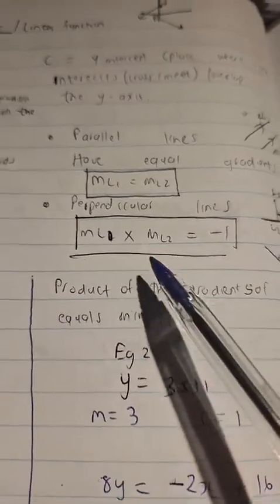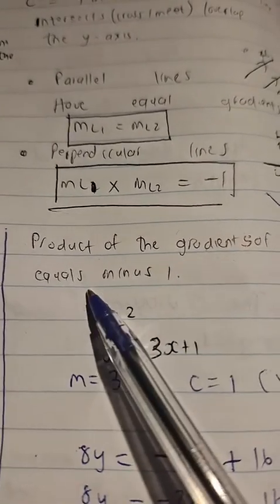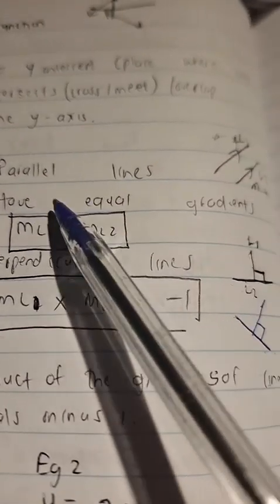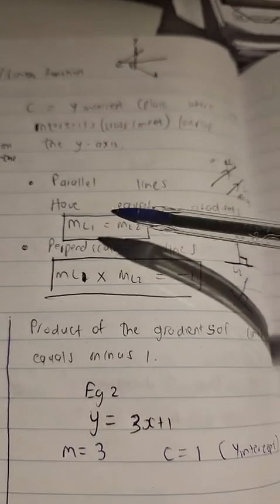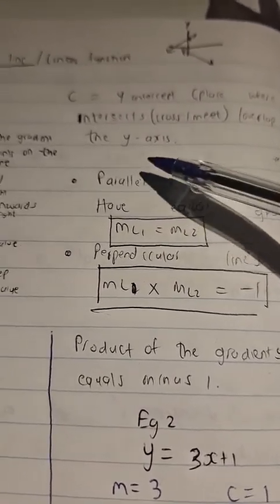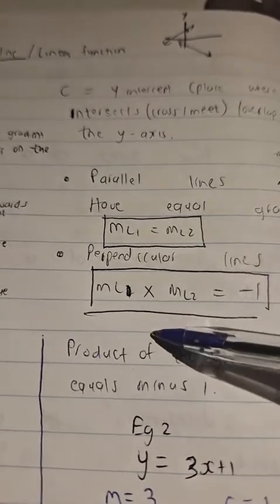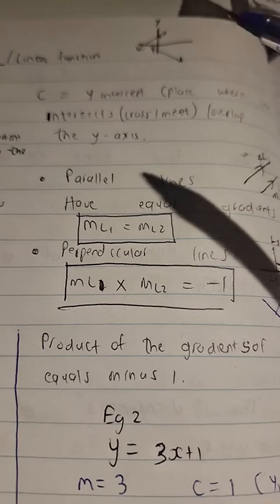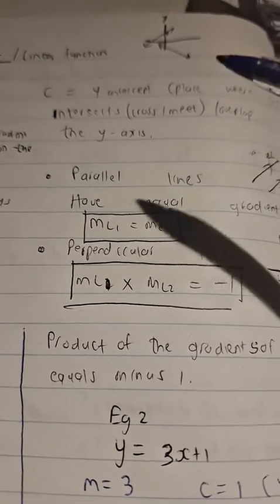Okay, so perpendicular lines, the product of the gradients of perpendicular lines will equal -1, whereas parallel lines, on the other hand, have what? They have equal gradients. And guys, you know what? You are so fortunate, because if you are in my live today and you are listening to me say this, then you are hearing one of the most important concepts when it comes to straight line functions.